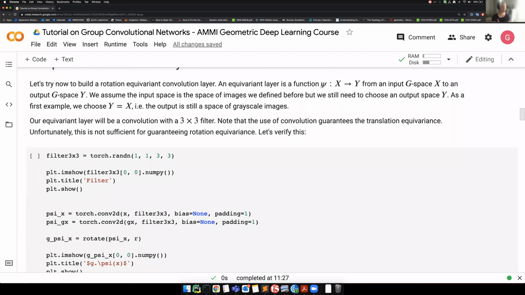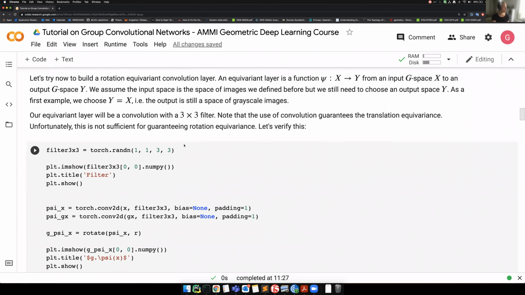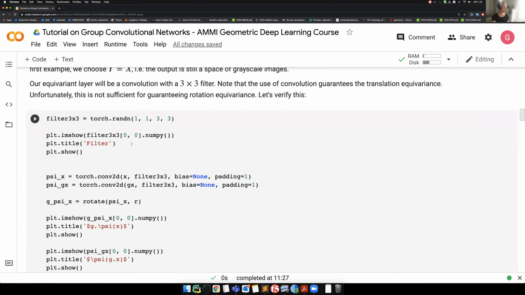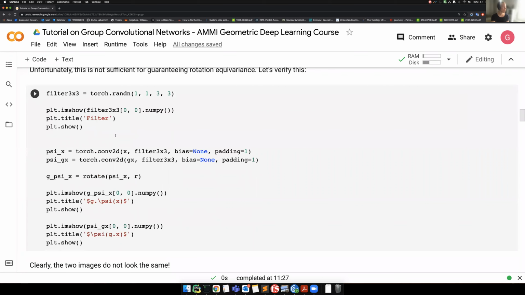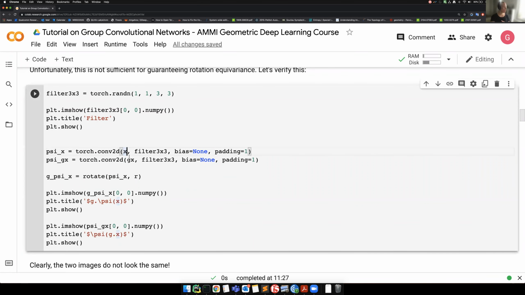What you consider as a function psi in this case is going to be a convolution, like in a normal convolutional neural network. For simplicity, we use a 3x3 filter. Let's say that we take just a simple input of 1 channel and output of 1 channel. We just generate a random filter, and we're going to see this filter later. And now we try to do convolution with this filter on x, our input, and on gx, computed before. It's just a rotated image.